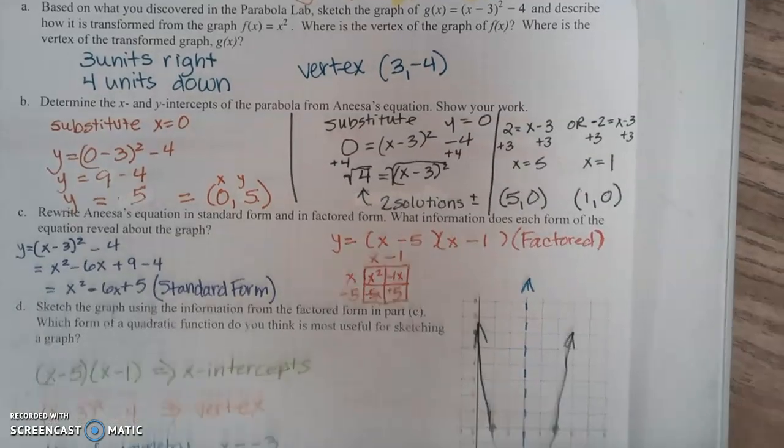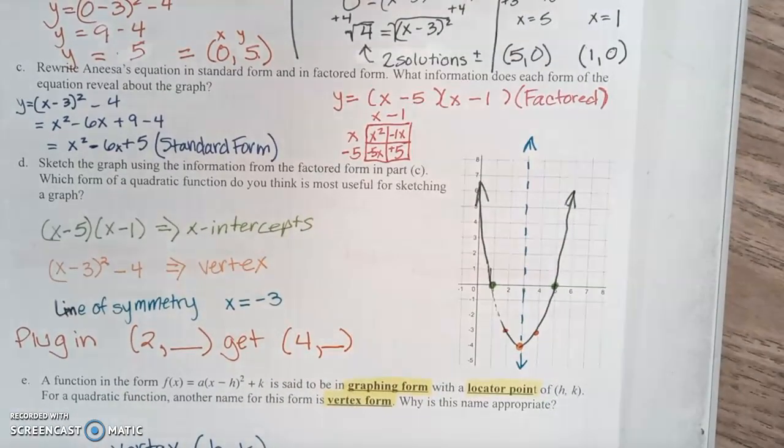Okay. Part D says, sketch the graph using the information from the factored form in Part C. Which form of a quadratic function do you think is most useful for sketching?